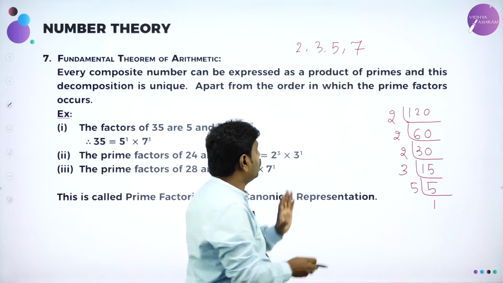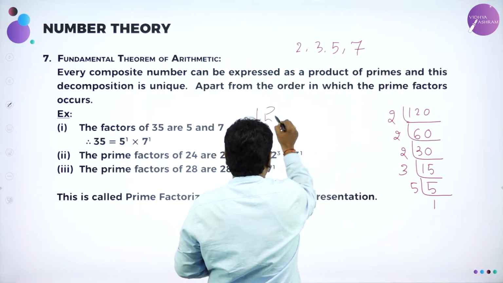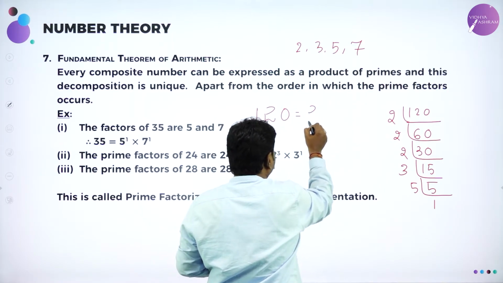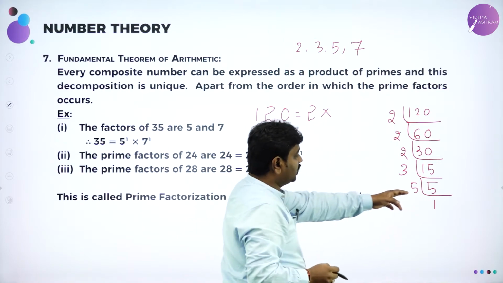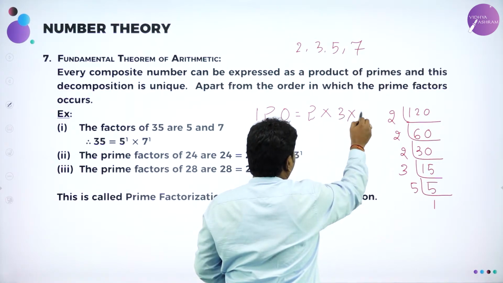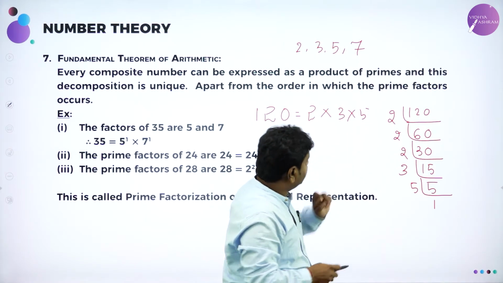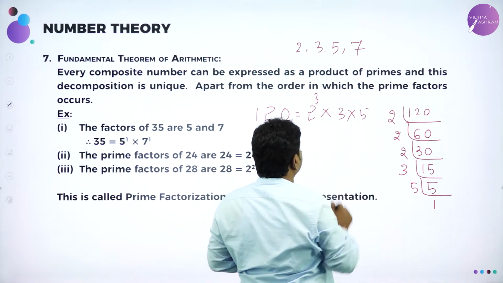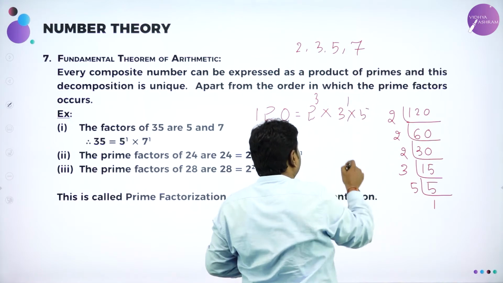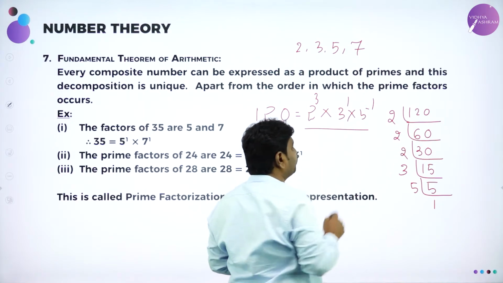Now I can write 120, whatever number I give, as a product where one of the numbers is 2, another number is 3 and the other number is 5. 2 how many times? 1, 2, 3, 3 times, 2 cube. Into 3 how many times? Power 1, 5 power 1. This is the canonical form.